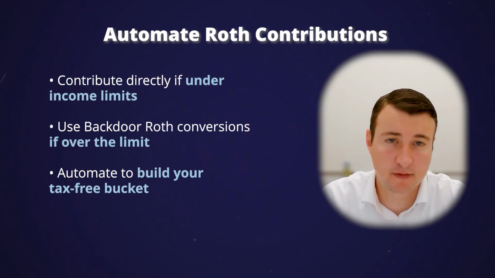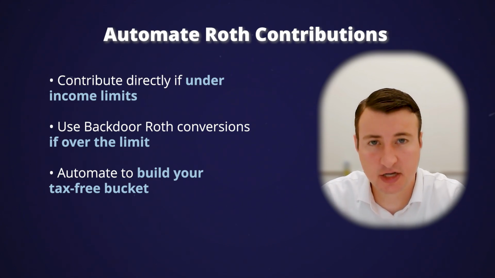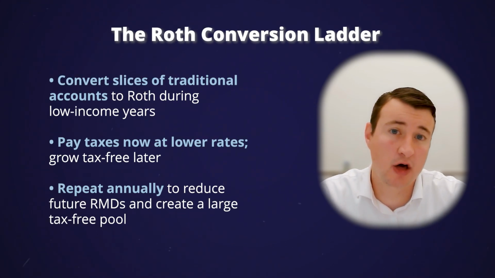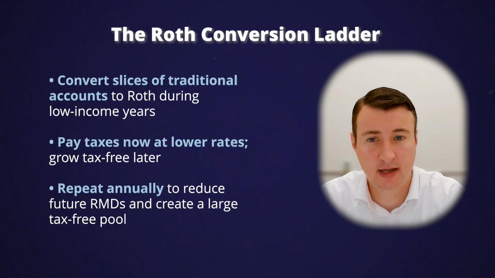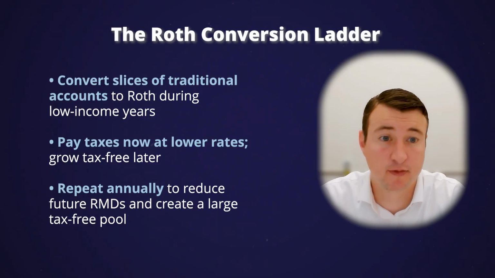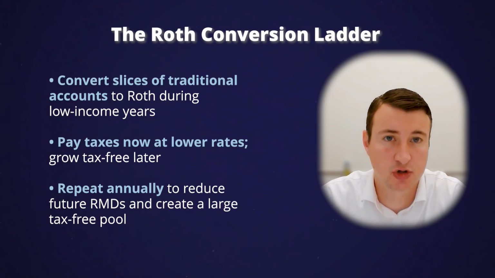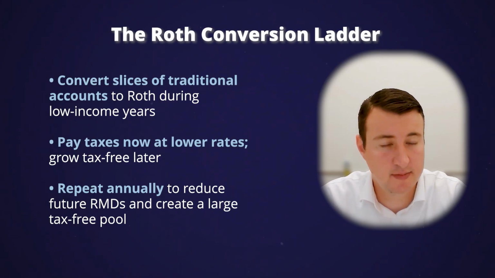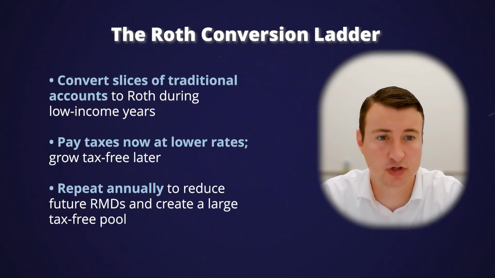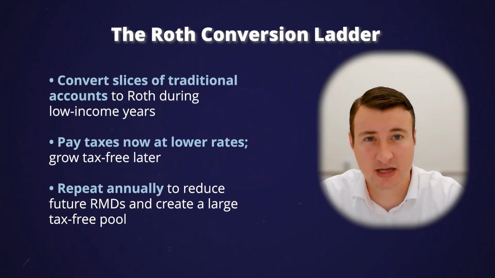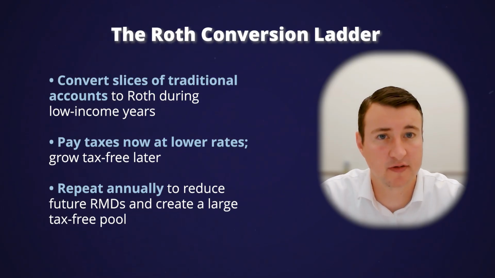One of the most powerful strategies for building tax diversification, though, is the Roth conversion ladder while you're in retirement, and here's how it works. Each year in early retirement, preferably before Social Security and required minimum distributions kick in, convert a slice of your traditional IRA or 401k into a Roth IRA. Pay taxes at today's rates on the conversion, then let the Roth grow tax-free. And typically those tax rates are a little bit lower than if you would have waited.